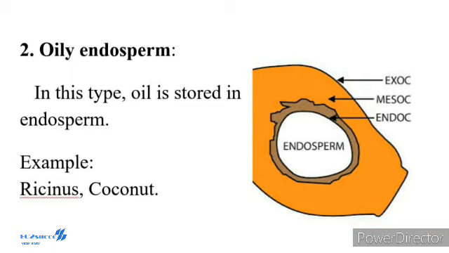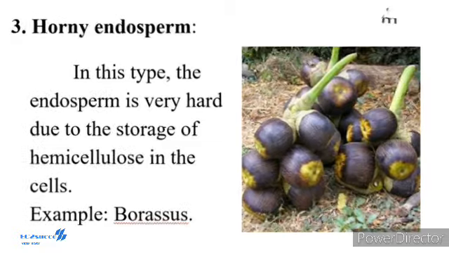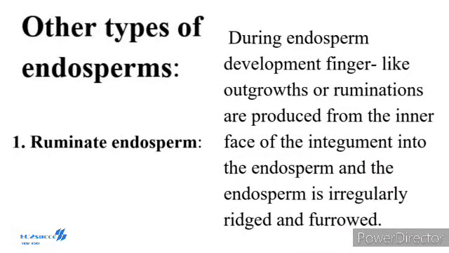Next one, oily endosperm. In this type, oil is stored in the endosperm. Examples: Ricinus and coconut. Next one, corneous endosperm. In this type, the endosperm is very hard due to the storage of hemicellulose in the cell. Example, Boraceae. Other type of endosperm, ruminate endosperm.